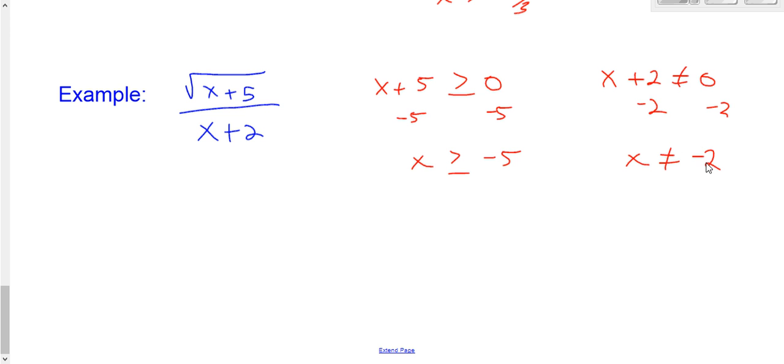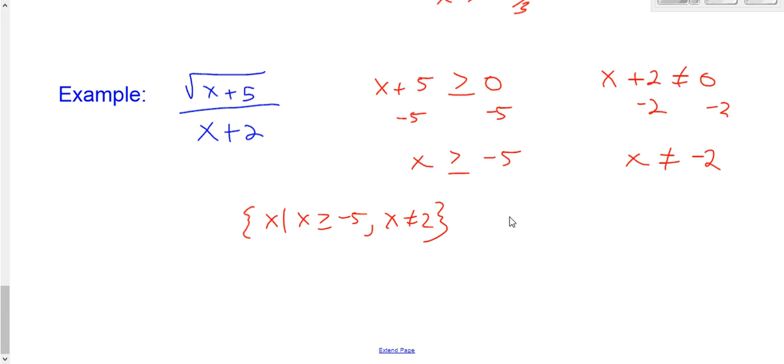Now, when we write out our domain, we have to consider both of these. Since the value that we cannot equal, the -2, is greater than -5, when we show our inequality here, we are going to have x such that x is greater than or equal to -5, comma, x cannot equal -2. And that should be fine.